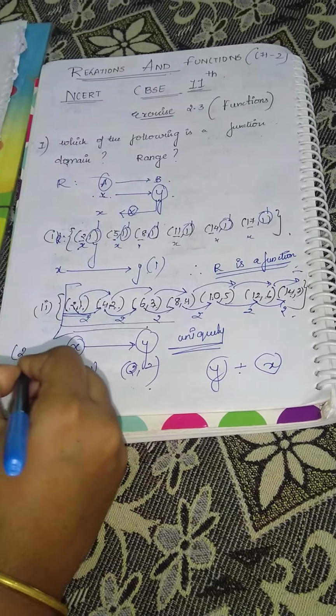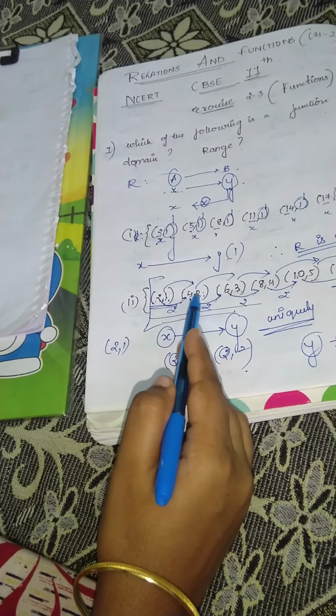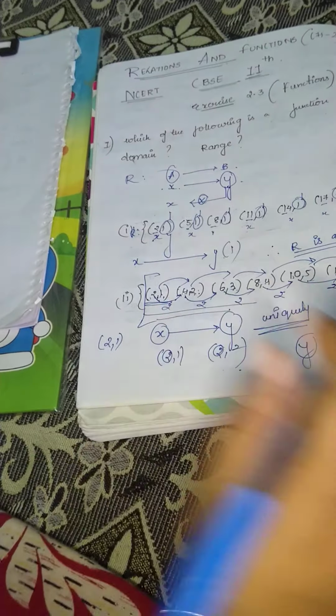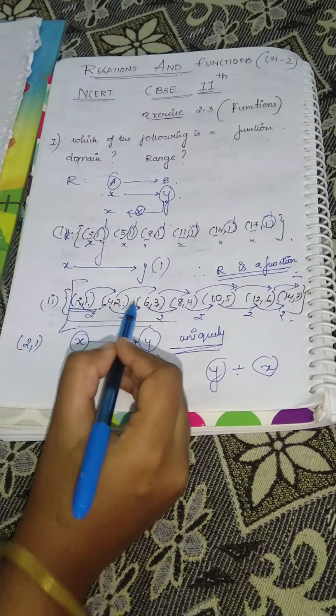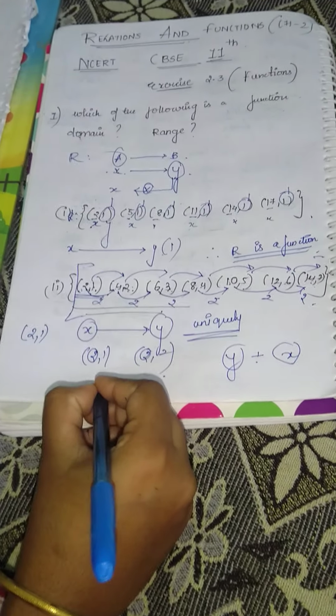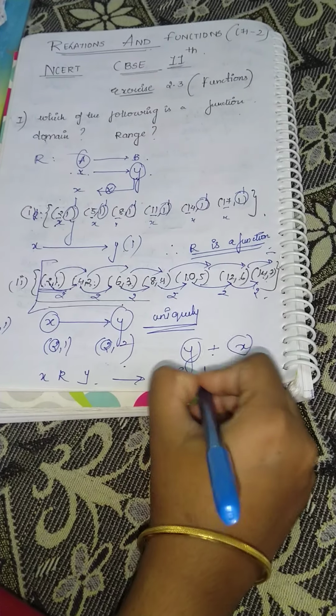So see, (2,1): 1 is divisible by 2. (2,4): 2 is divisible by 4. Like that we can say this is a relation, and it is also a function because the element of x is related uniquely with the element of y. Okay, so x is related to y, so we can say this relation is a function.